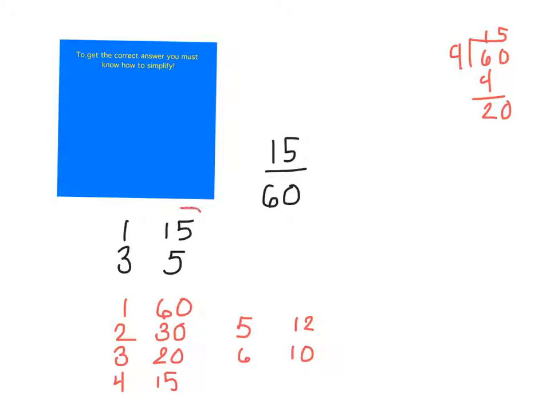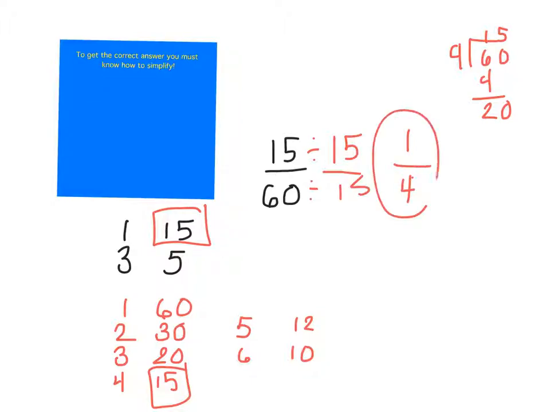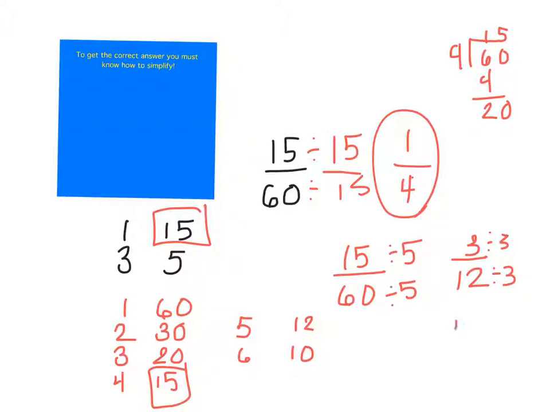I could actually divide both of these numbers by 15. So 15 divided by 15 is 1, and 60 divided by 15 is 4. So I get 1/4. If I didn't start by dividing by 15 and I just divided by 5 originally, I would end up with 3/12, and I would know then to divide both of those numbers by 3. 3 divided by 3 is 1, and 12 divided by 3 is 4. Notice I get the same answer.